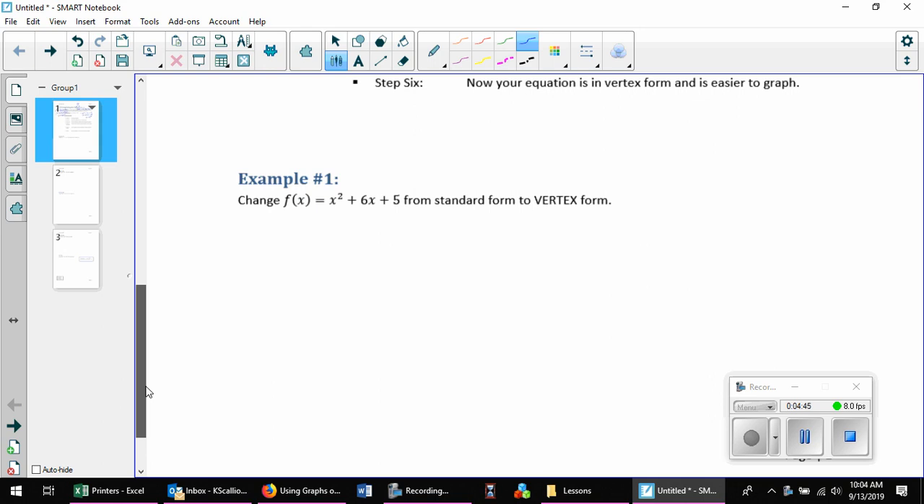Perfect. All right, so we have f of x is equal to x squared plus 6x plus 5. Okay, so the first thing I'll do is I'm going to group anything that has an x in it. And luckily, in standard form, they're written in order. So they should be side by side. Can you handle that? No? That was the hard part?